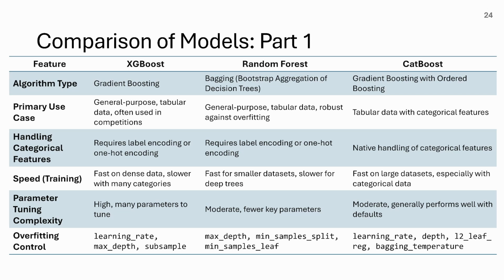XGBoost relies on parameters like learning rate, max depth, and subsample to prevent overfitting. Regularization terms, lambda and alpha, also play a key role in controlling model complexity. Random forest controls overfitting through max depth to limit the depth of the tree, and min samples split and min samples leaf to control splits, which restrict the model from capturing noise. CatBoost uses parameters like learning rate, depth, and L2 leaf reg to manage overfitting. Additionally, bagging temperature is unique to CatBoost and adds randomness, which can improve generalization.